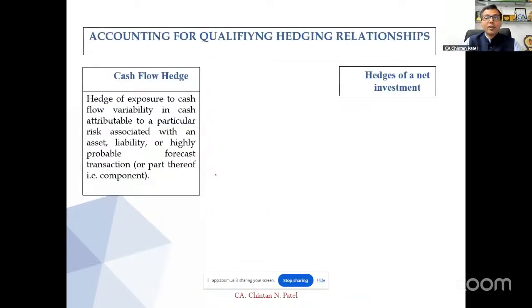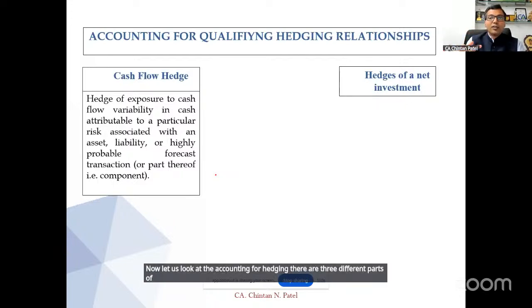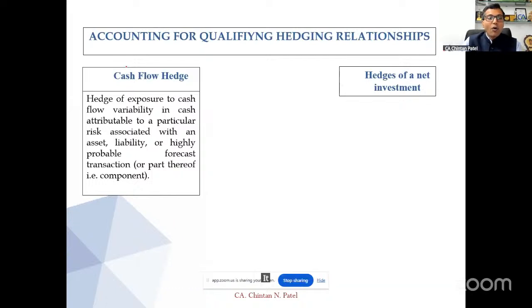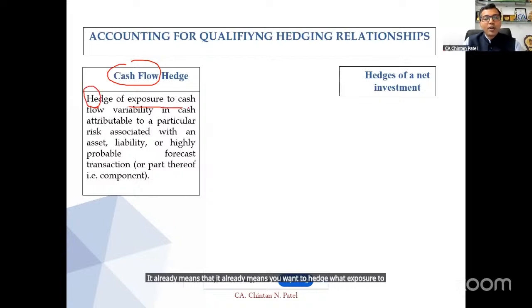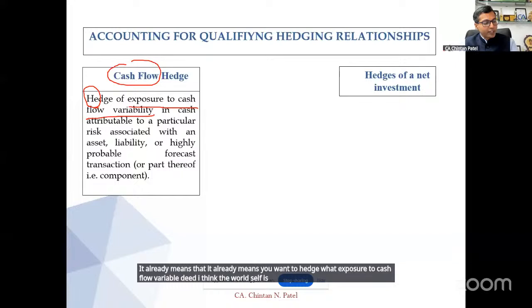Now let us look at the accounting for hedging. There are three different types of hedge. It can be a cash flow hedge, or a fair value hedge, or a hedge of net investment. The word cash flow hedge already means that you want to hedge what? Exposure to cash flow variability. I think the word itself gives you a very important clue that you intend to hedge the exposure to cash flow variability. That is a part of the cash flow hedge.